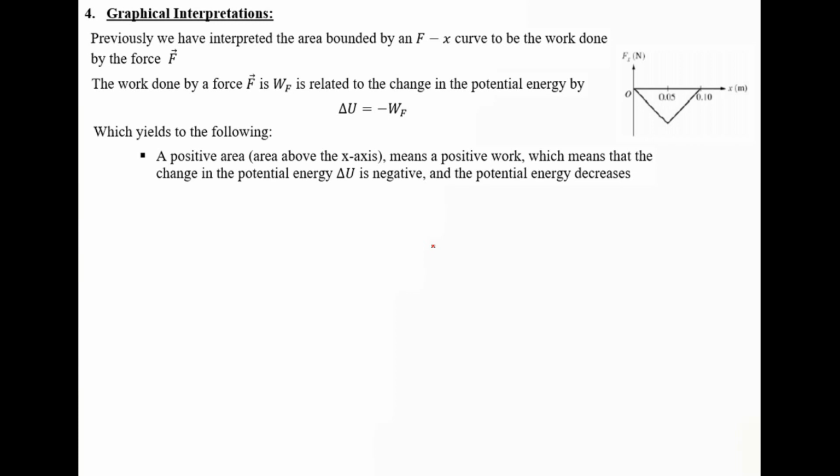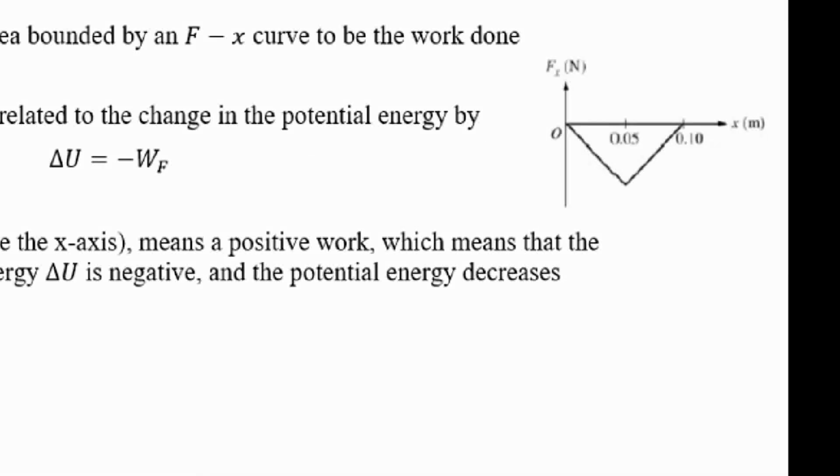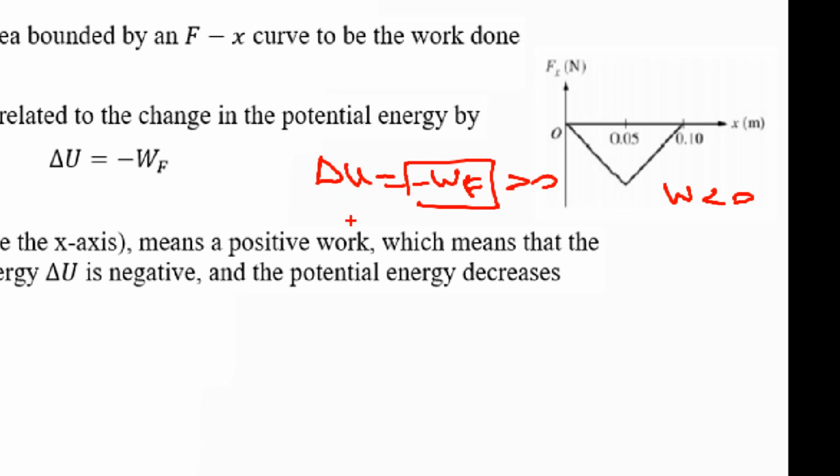Now how can we know whether the potential energy increases or decreases by referring to the area? Because we know that the area might be positive or negative. For example, if we refer to the following graph, here the work done is negative because it's below the horizontal axis. Now we know that delta U is given by minus Wf. So if the area is negative, this means that W is negative, which means that delta U is positive, which means that the potential energy increases.